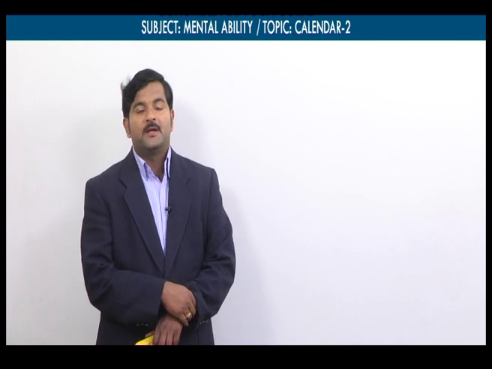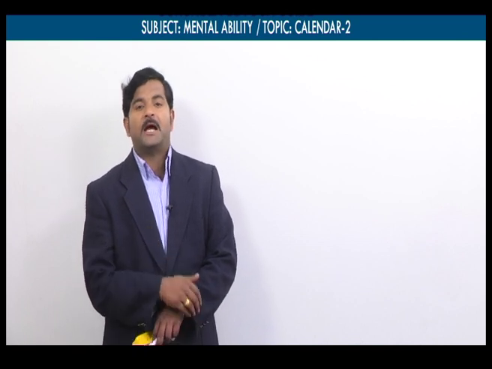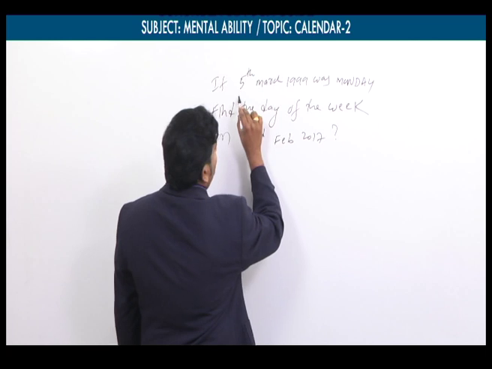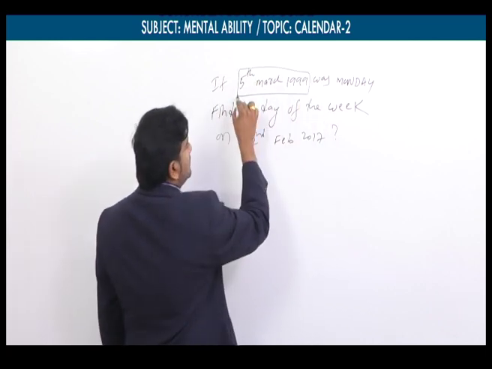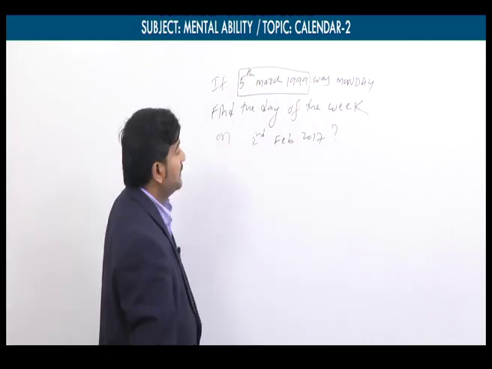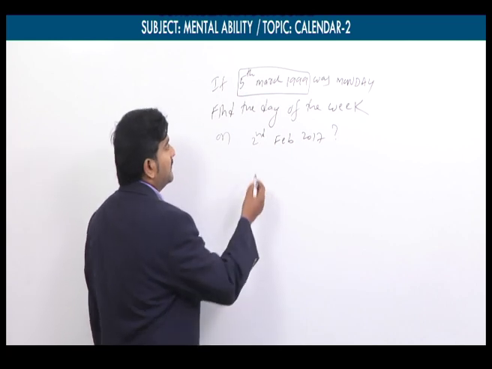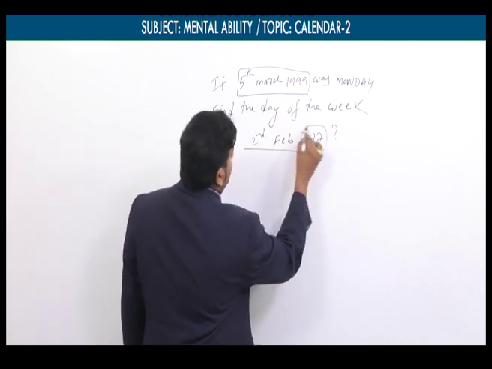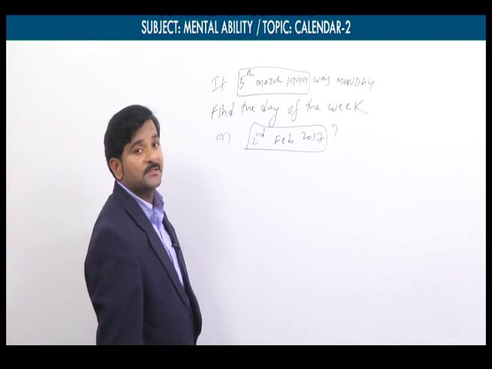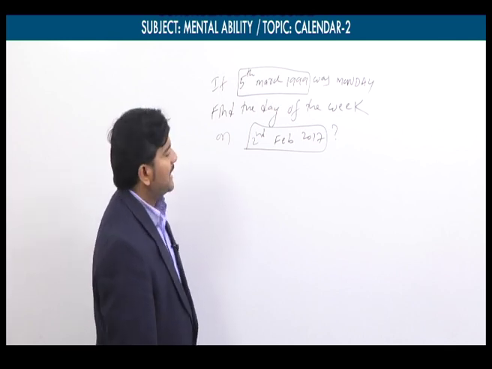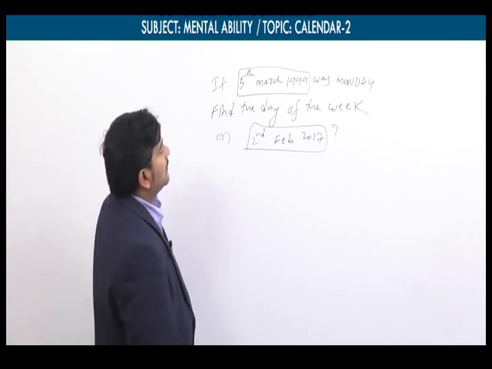Now we'll focus on remaining types of calendar. If 5th March 2009 was Monday, then find the day of the week on 2nd February 2017. Just have a look here once, everybody.